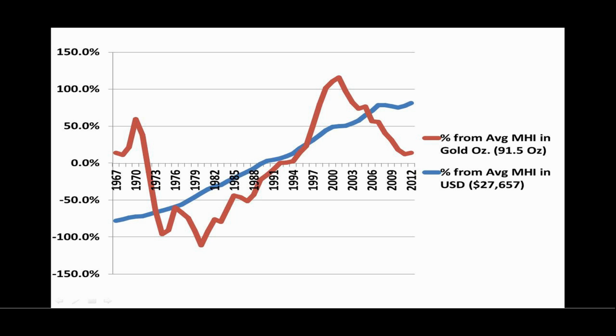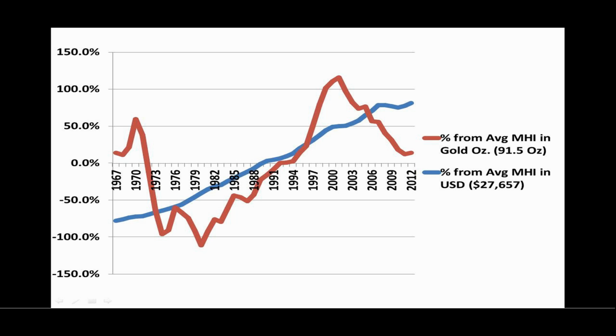The average income over that period of time in terms of US dollars, or rather the average median income, was $27,657. The average median income was 91.5 ounces a year. And what this graph here shows is how much each year deviates from that average. So if the income for a specific year was exactly that average, then the deviation was 0%.